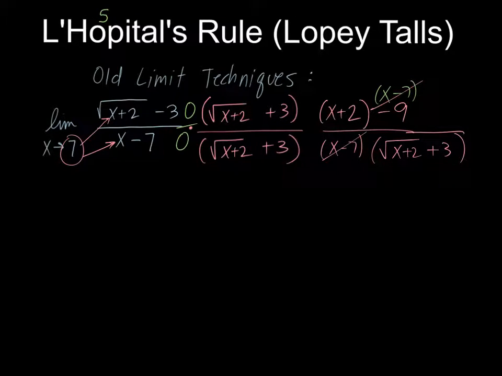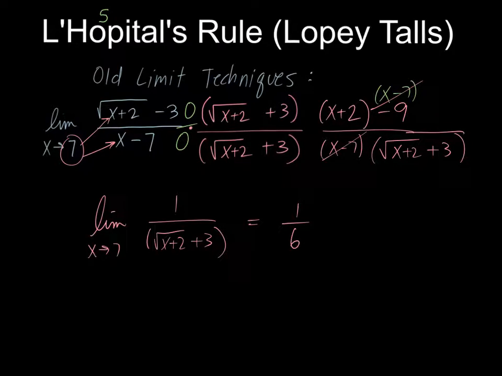Those cancel, and we end up taking the limit as x goes to 7 of 1 over the square root of x plus 2 plus 3. And now if I substitute in the 7, I get the square root of 9 plus 3 on the bottom, I get 1/6. So if you try to sub in and get 0 over 0, an old way to fix that was to use the conjugate and rationalize.